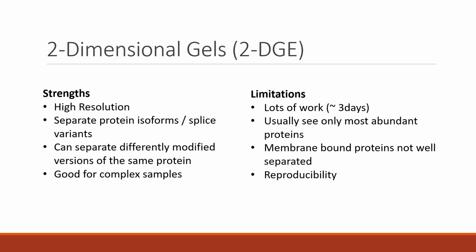Here are some of the strengths and weaknesses. Strength: we get high resolution. We can get good separation of different components of proteins, such as isoforms and variants of it. It's good for complex samples as well. Some of the limitations, however: it takes a lot of time. You're really only going to see the most abundant proteins, so if you're looking for a very specific protein, it may be difficult. And membrane-bound proteins will not separate well.